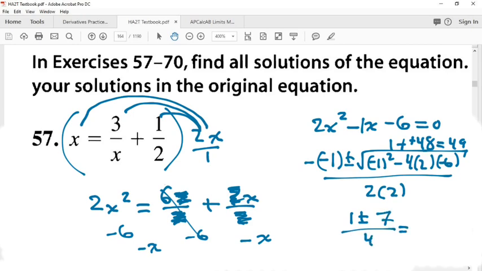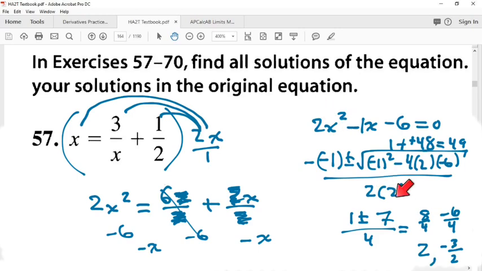What are my two answers? I get 8 over 4. And what's the other one? So that was 1 plus 7 is 8. What's the other thing we have to do? 1 minus 7. What's 1 minus 7? Negative 6 divided by 4. So my two answers are 2 and negative 3 over 4. Nope, over 2. Wait, divide the top by 2, bottom by 2. Negative 3 over 2. Okay.